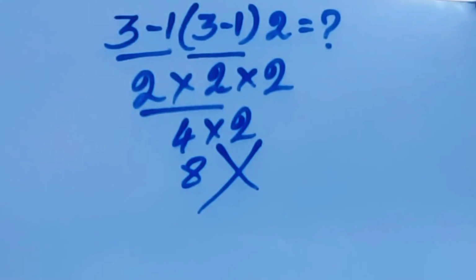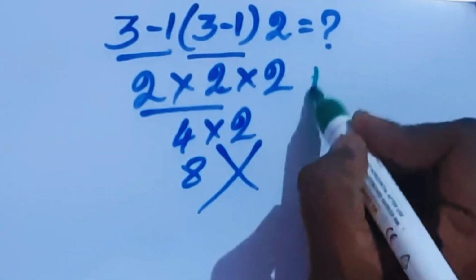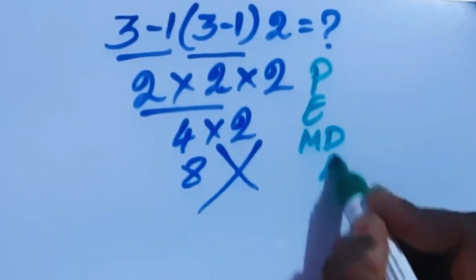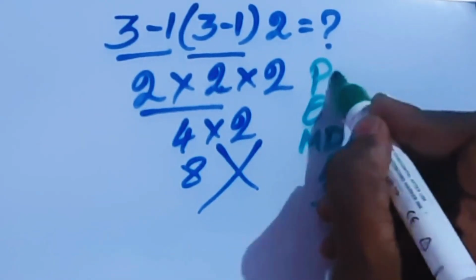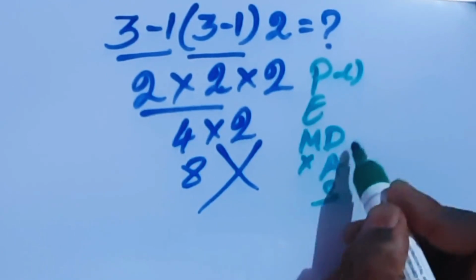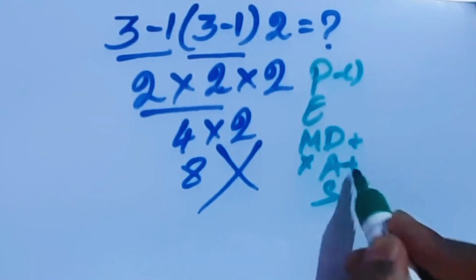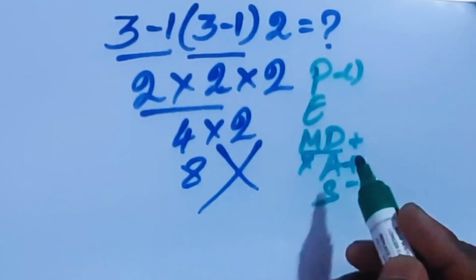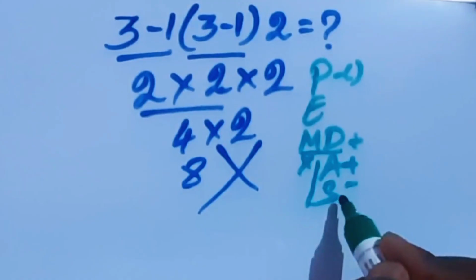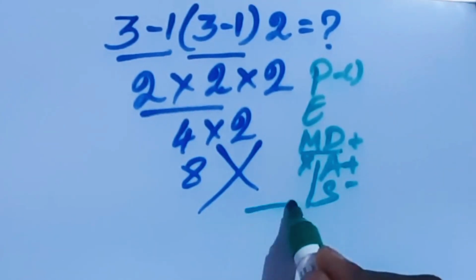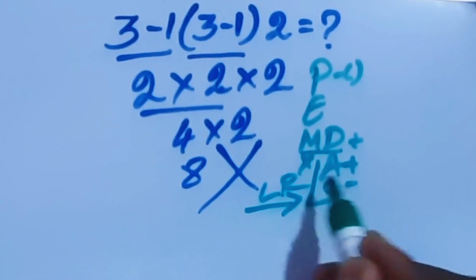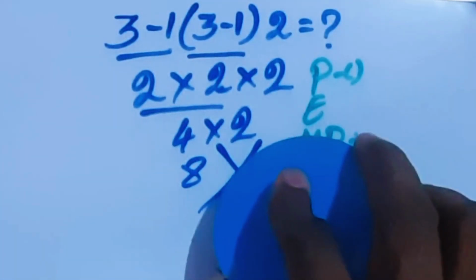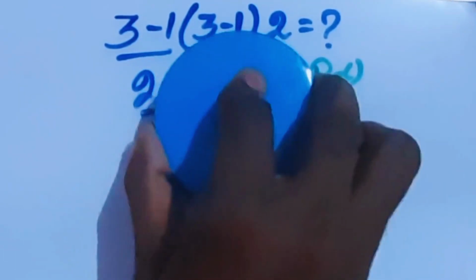Now we are going to do this problem in the correct way by using this PEMDAS rule. Here this is bracket, multiplication, division, addition, subtraction. Here multiplication and division are equal priority. Also addition and subtraction are equal priority. We have to follow the left to right rule in the problem.